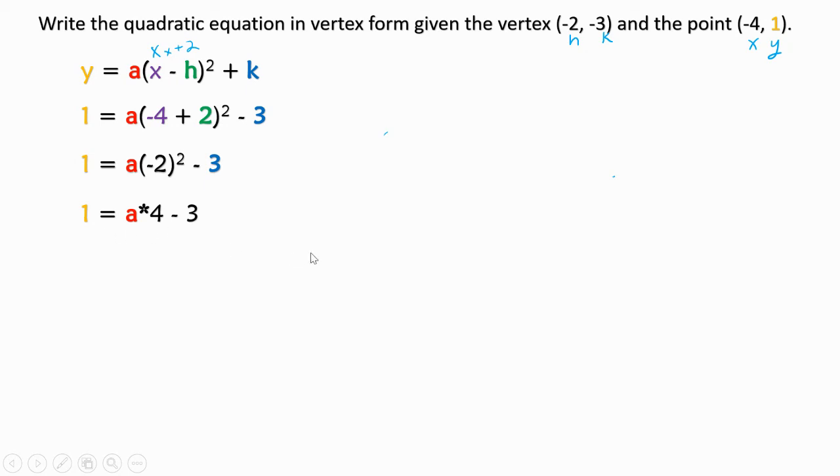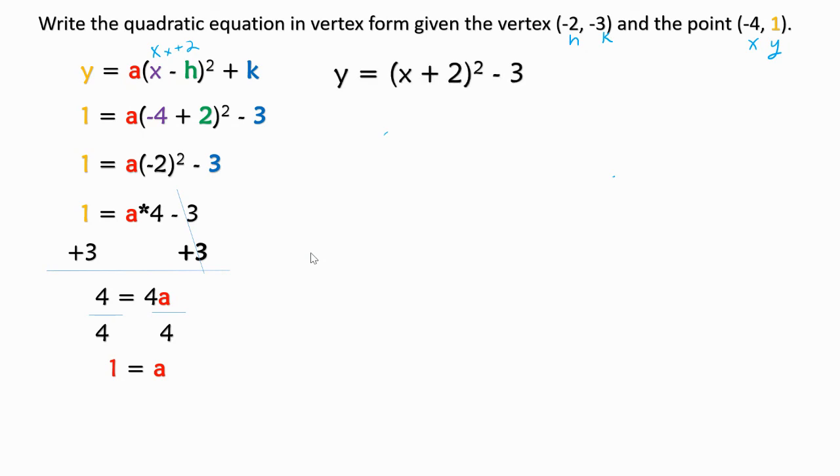Now we have a 2-step equation. I'm going to add 3 to both sides. I'm going to get 4a is equal to 4. And then we divide both sides by 4. And we find out that a is equal to 1. Now, we need to plug all that back in. And so I know that I'm going to have y equals a, which is 1. We don't have to necessarily put that there. Times x minus whatever h is. And remember, we talked about why that turned to a plus 2. And then minus k. And there's your vertex form.